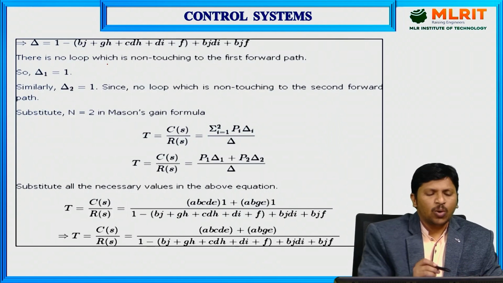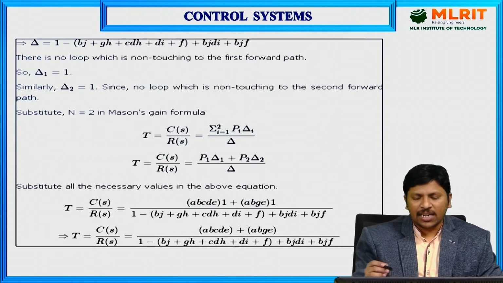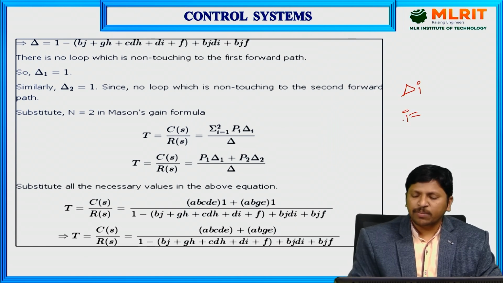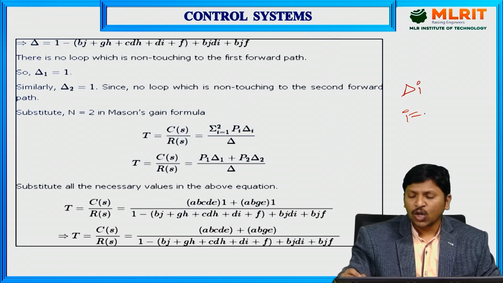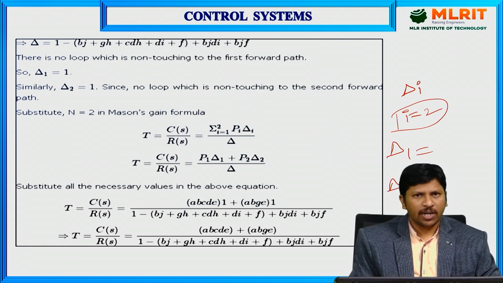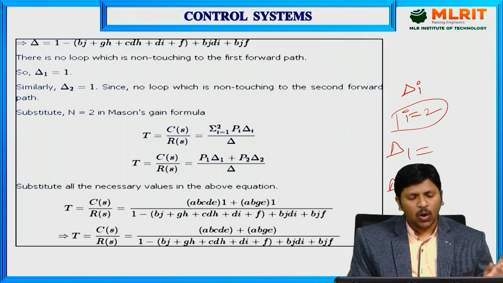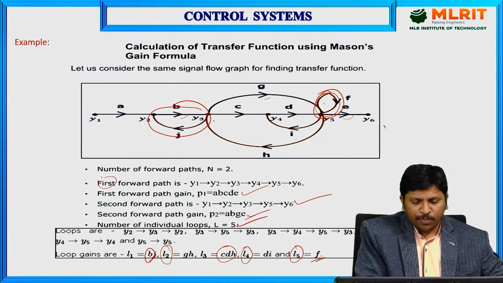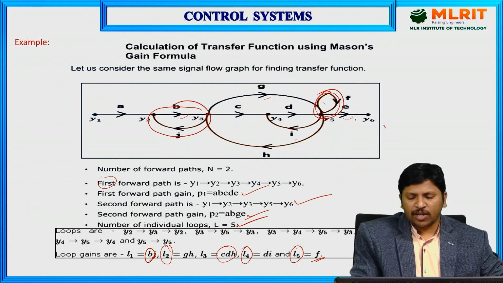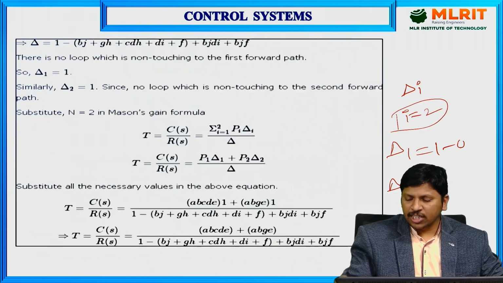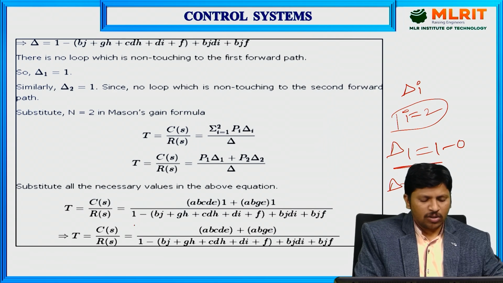And there is no loop non-touching to the first forward path for the calculation of delta i. Delta i means, here i, how many forward paths? There are 2 forward paths, so i equals 2. We calculate delta 1 and delta 2. Delta 1 corresponds to the first forward path, considering loops not touching that path. Observe here, this is the first forward path. All the loops are touching this first forward path, so eliminate all the loops. So directly 1 minus 0, delta 1 equals 1 only.